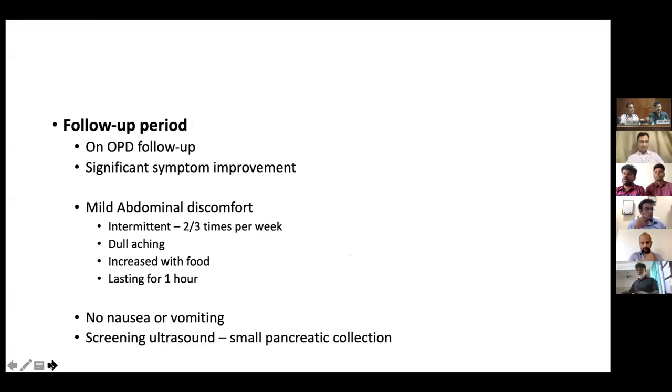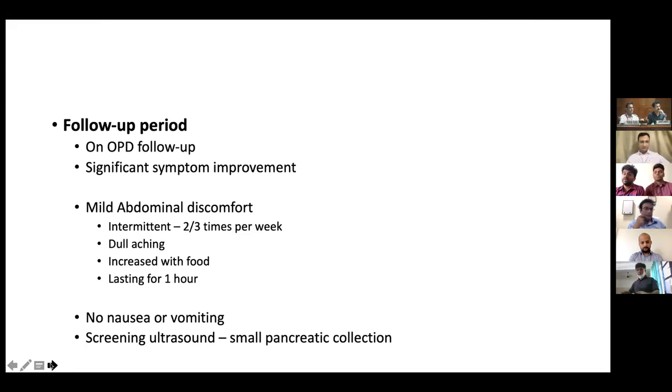On the follow-up period, he was on OPD follow-up. After a period of 1 month, he came to the OPD. He had significant improvement in the symptoms. All his symptoms were significantly decreased, but he had mild abdominal discomfort in the form of intermittent dull aching pain 2 to 3 times per week, which increased with food intake and lasted for a period of 1 hour. He did not have any nausea or vomiting, and his oral intake during the time was normal.